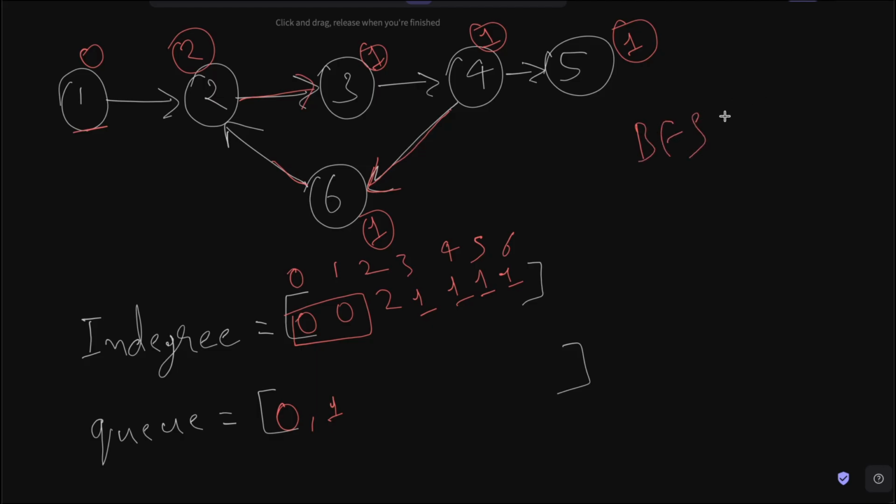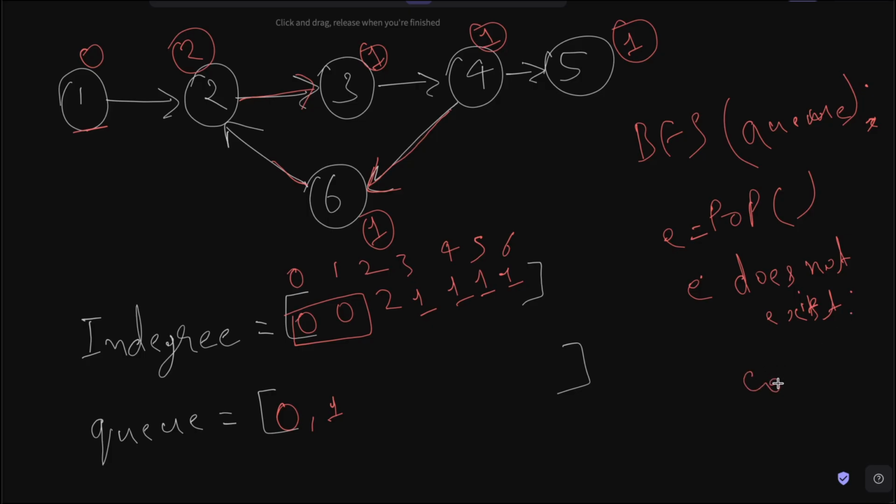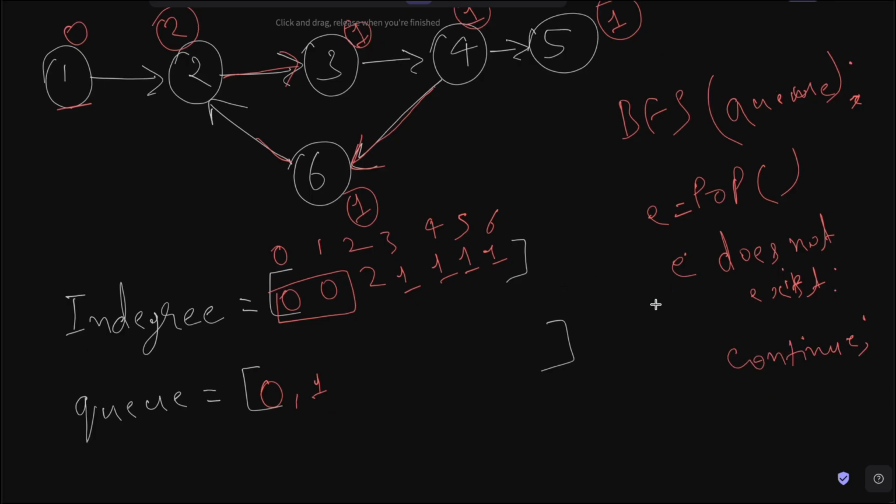So BFS will only run as long as we have something in the queue. Now in the BFS, first of all, we will pop the element. Then we can check in our adjacency list whether E exists or not. This particular popped element exists or not. If it does not exist, we simply continue. But what if E exists in our adjacency list? It means that it exists in our graph also.